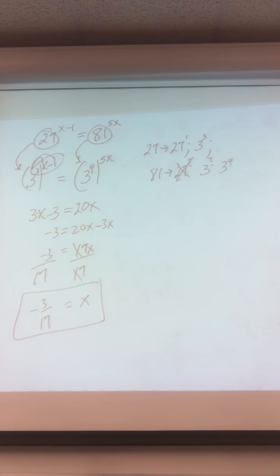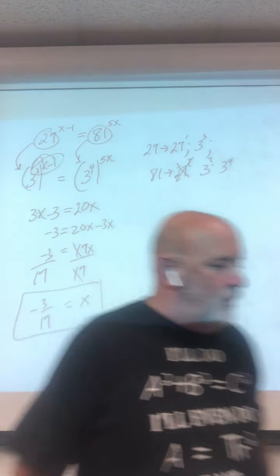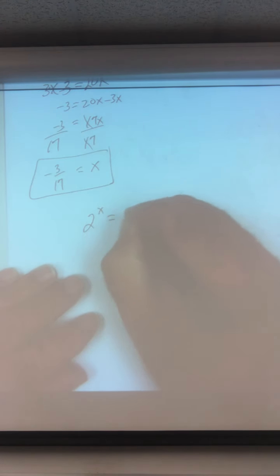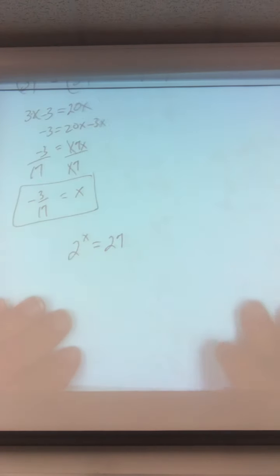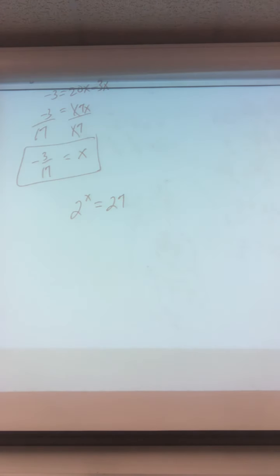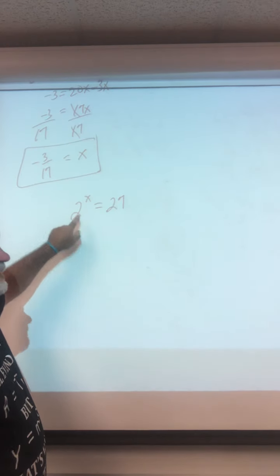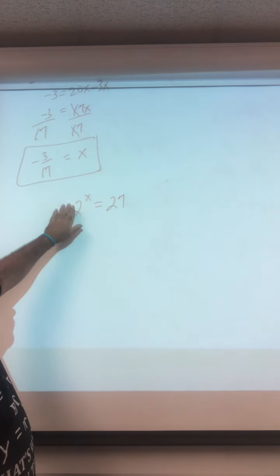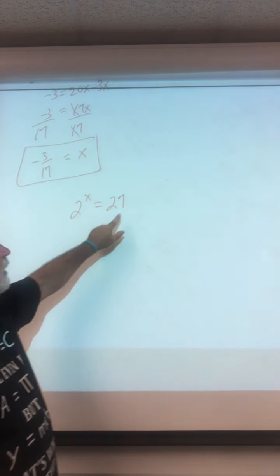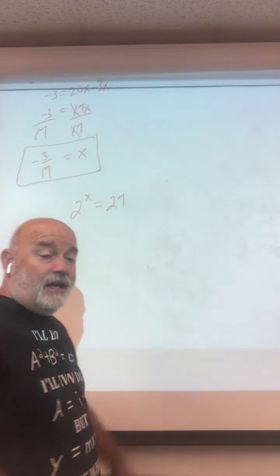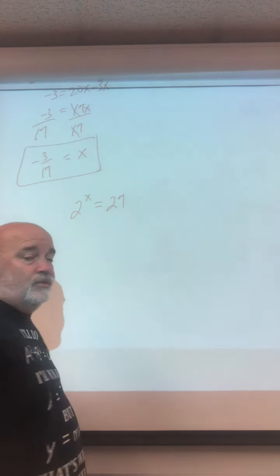All right, let's do one last example here. All right. Is this an exponential equation? Yes, it is. Okay, left side, base 2. You can't rewrite 2 any other way other than base 2. Now, can you write 27 using base 2? No. You can write it using base 3, but not base 2.